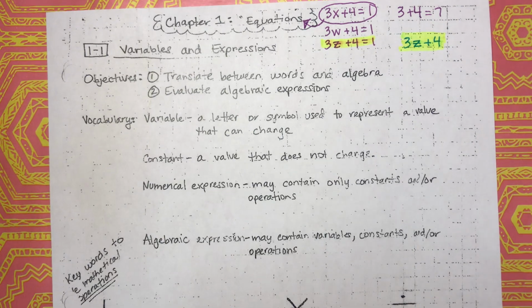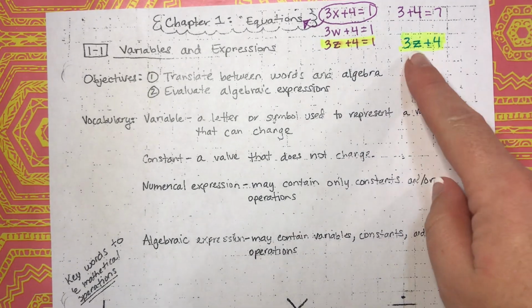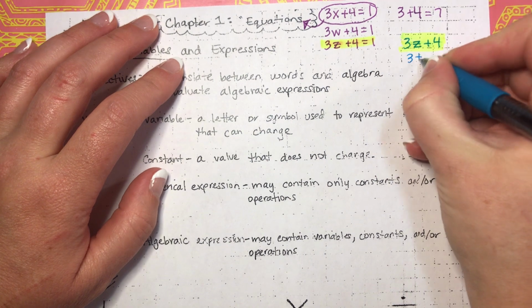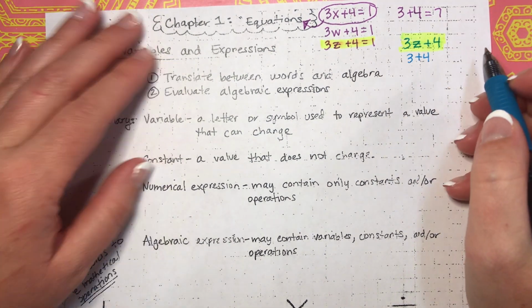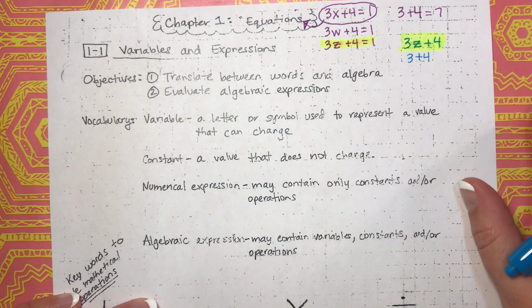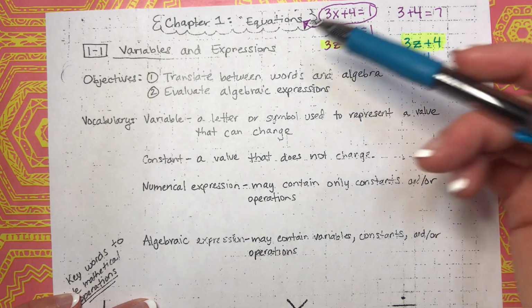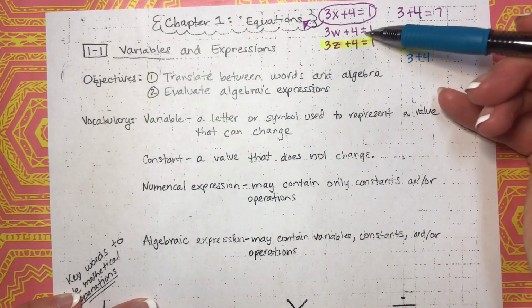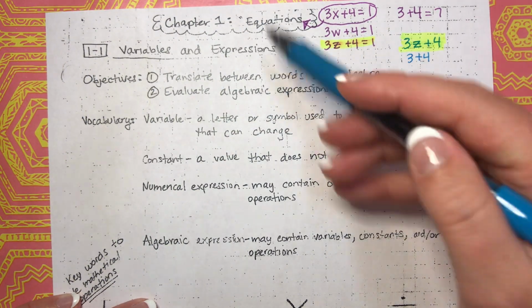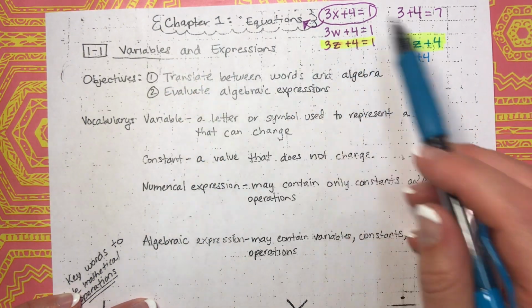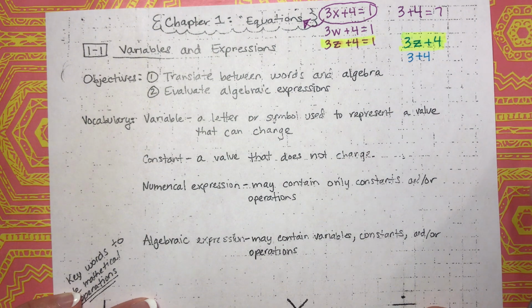You can also have expressions that do not have a variable in them, like this has a z. You could just have something like 3 plus 4. That would be an expression without a variable. Okay, so whenever we do math, it's very, very important that we understand what the words mean. So chapter 1 is about equations, so we're going to be dealing with all different types of equations like this. But first, we're starting with variables, talking about these right here, and expressions, so without equal signs.